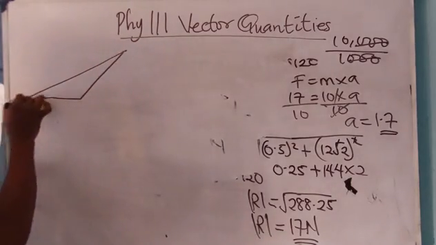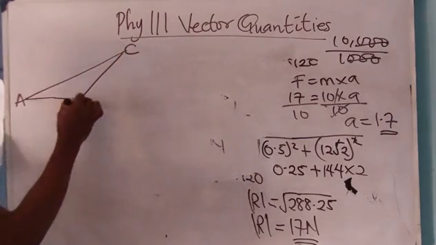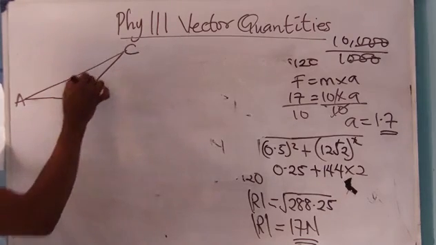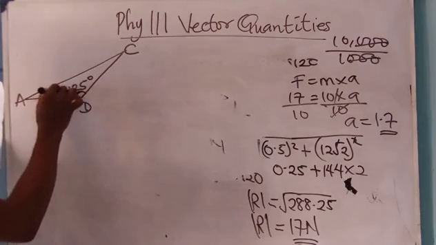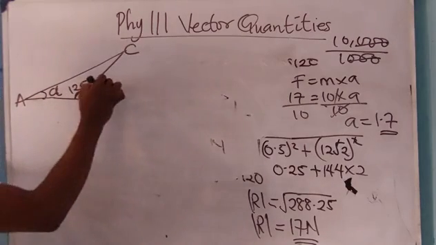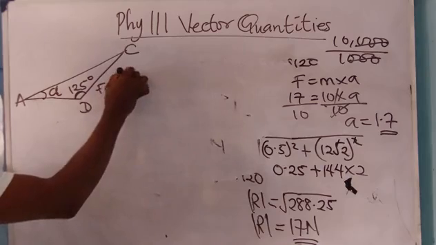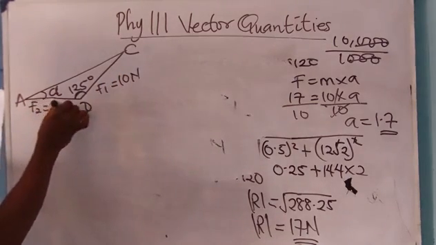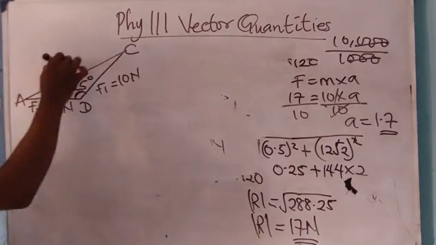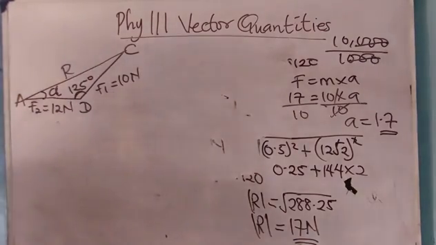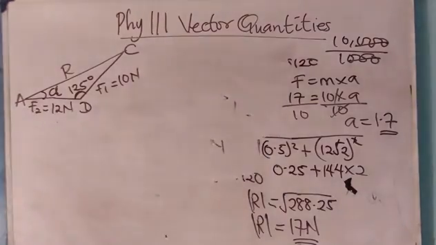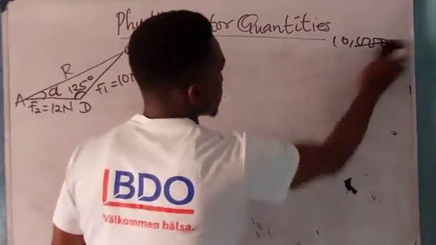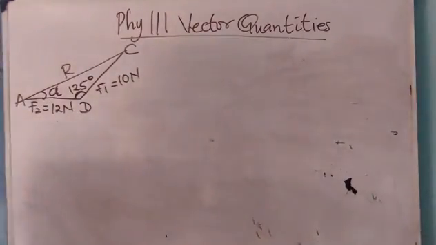I have AC, I have D, then an angle was given here as 125 degrees. Then here an angle was also given. They said F1 is equal to what? 10 Newton. Then F2 is equal to what? 12 Newton. They said R is here, find the resultant. This one is a bit long because we'll be applying the sine rule and the cosine rule.